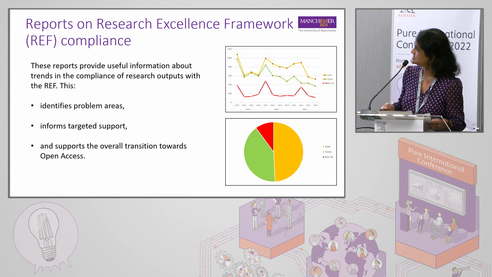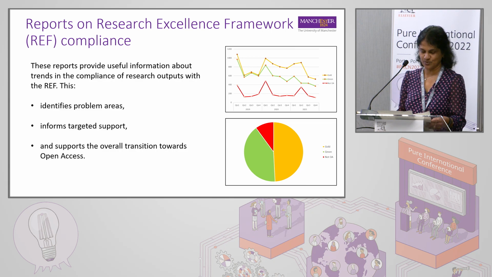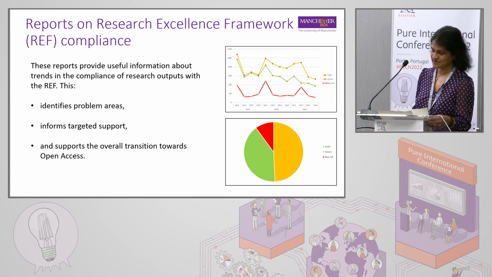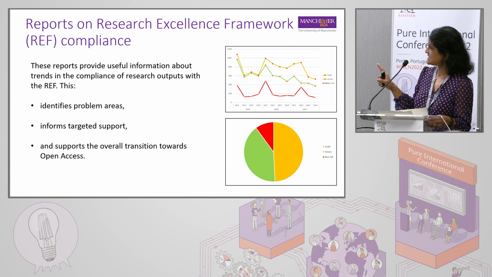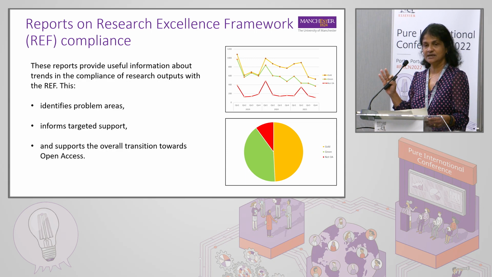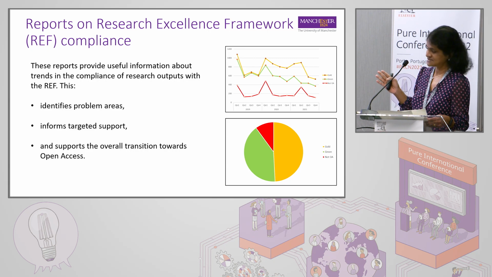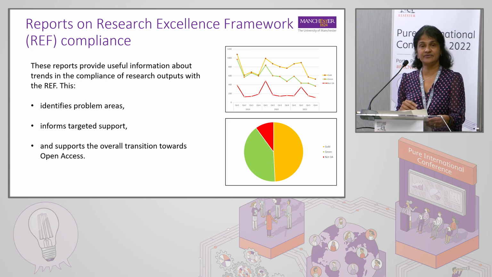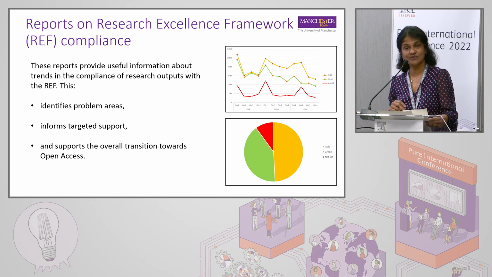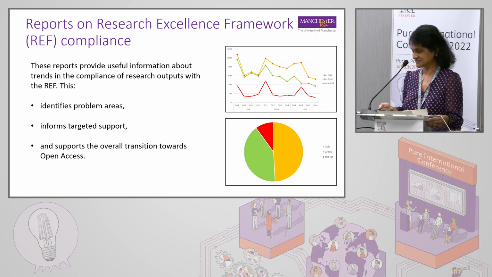I'll show you an example report. This is a quarterly trend of REF compliance for a particular school. You can see from each quarter how many records are green or gold compliant or not compliant. This information is very useful for identifying problem areas and providing targeted support.